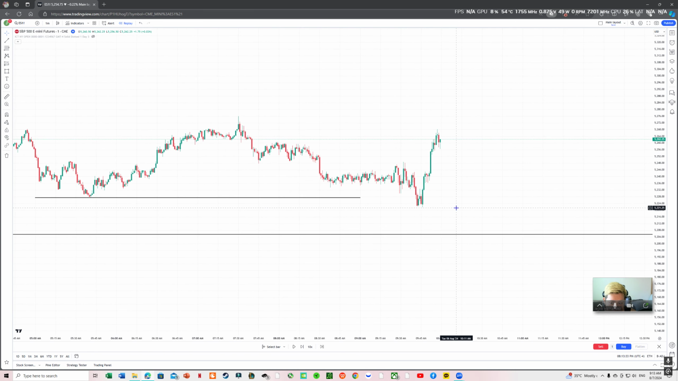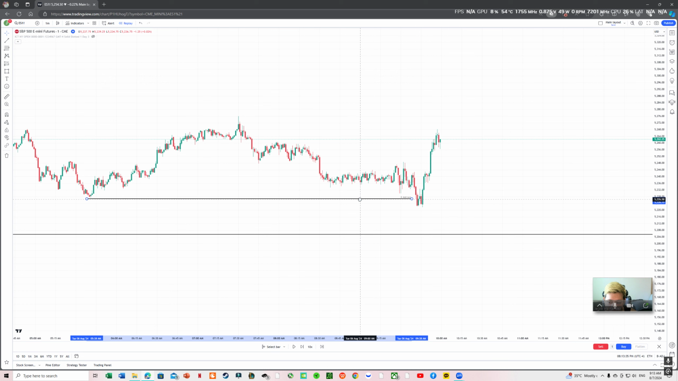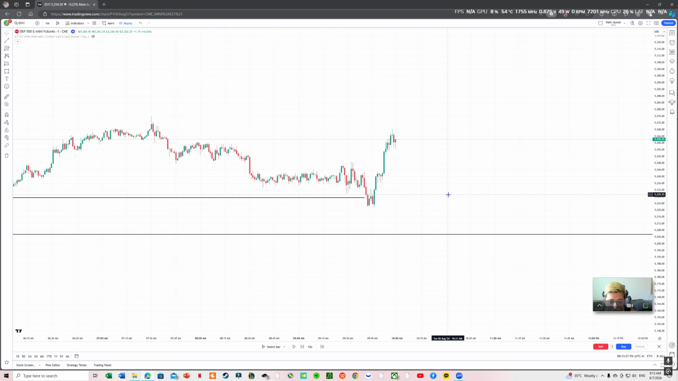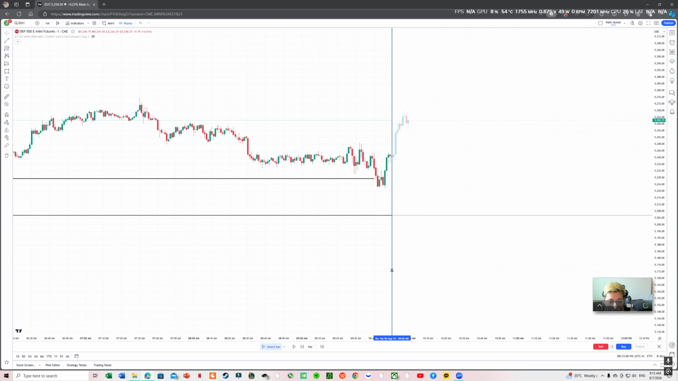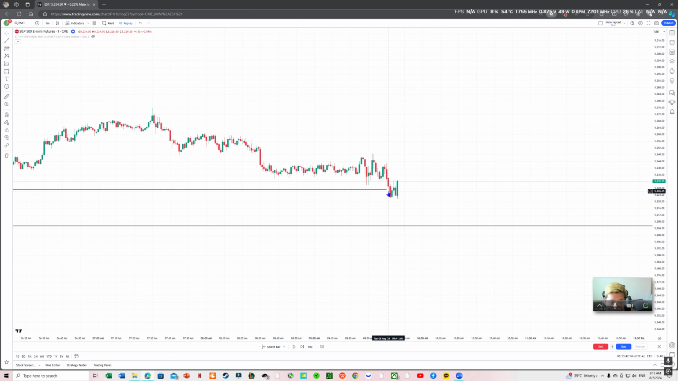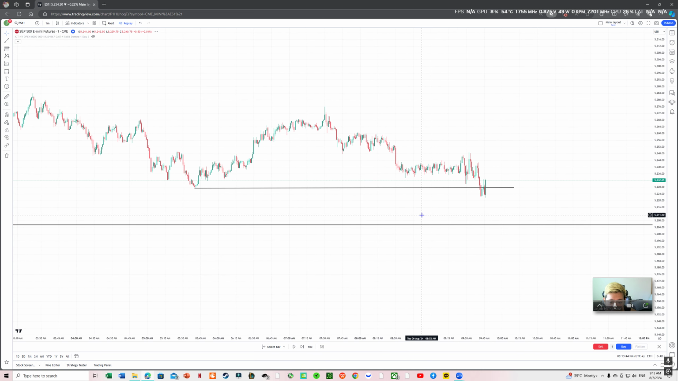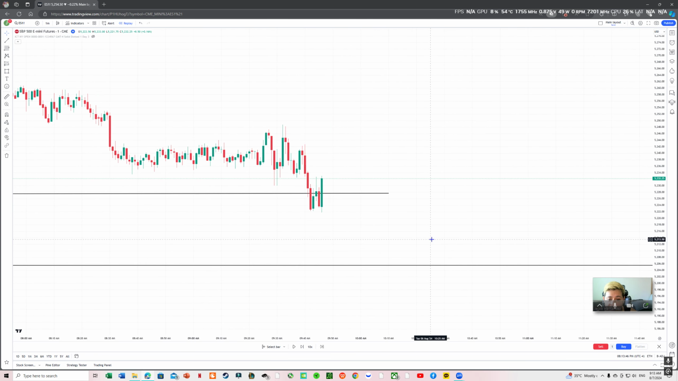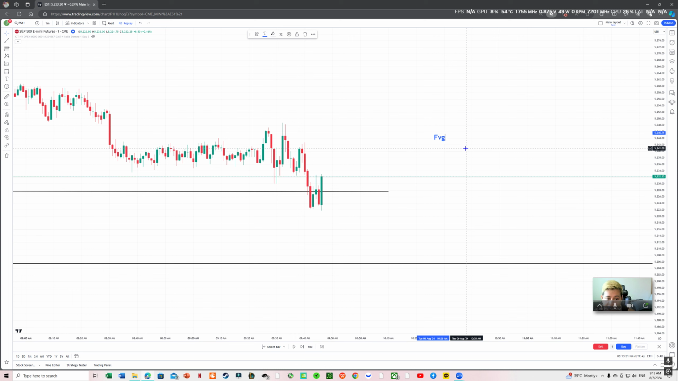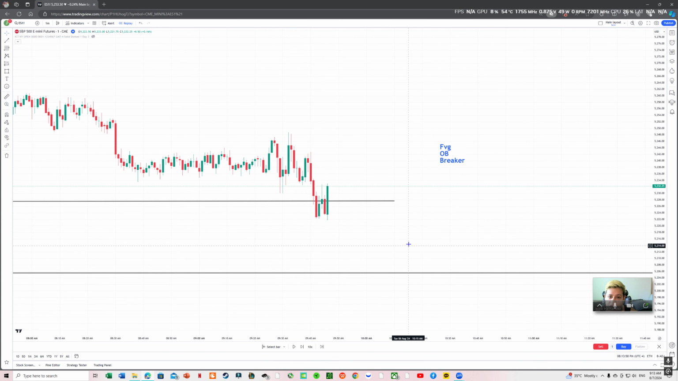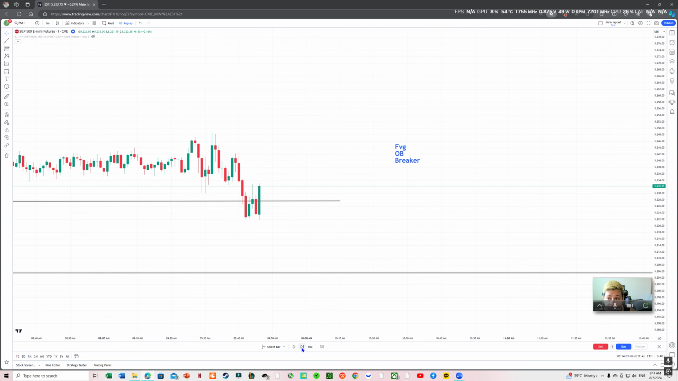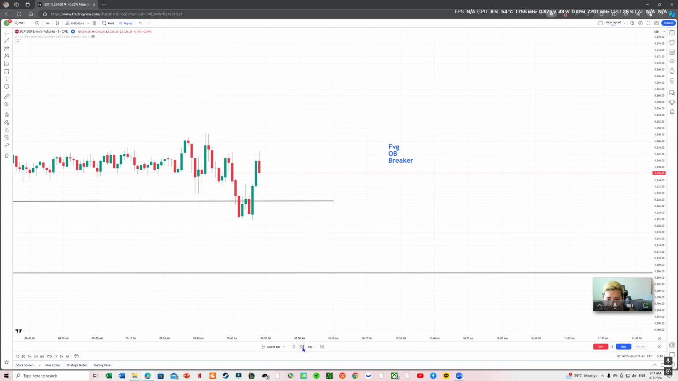So I'll zoom down, work my way down: 15 minute, 5 minute, etc. And then I'll just look for an entry. My entry will usually come after we close above the area that was souped. Now there's multiple entries. I don't want to overload you, but you can enter off a fair value gap, an order block, or a breaker. But usually these strong moves will have a breakaway gap, and it'll be a little hard to get in. So you may have to go down to the lowest time frame to get in.